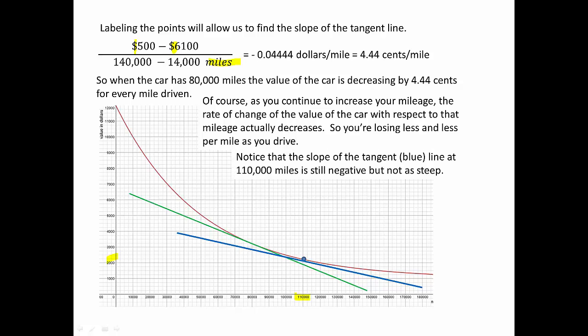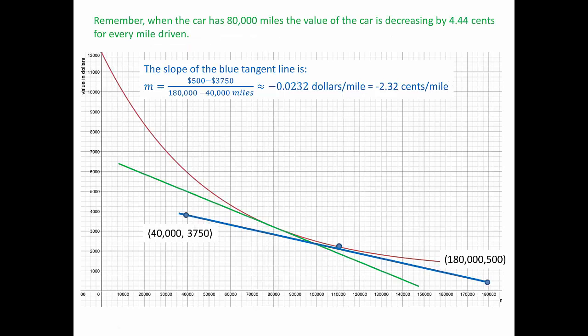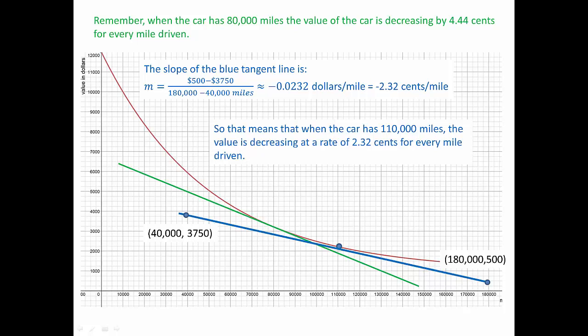Notice that the slope of the tangent line at 110,000 miles is still negative, but not as steep. So let's do the same thing. I labeled some points there for the blue line, and when we find that slope, it looks like we're losing 2.32 cents per mile instead of 4.44 cents per mile. So again, what that means is when the car has 110,000 miles, the value is decreasing at a rate of 2.32 cents for every mile driven.